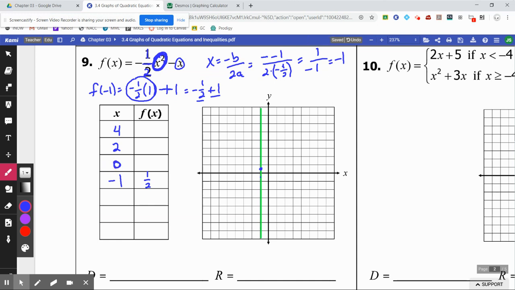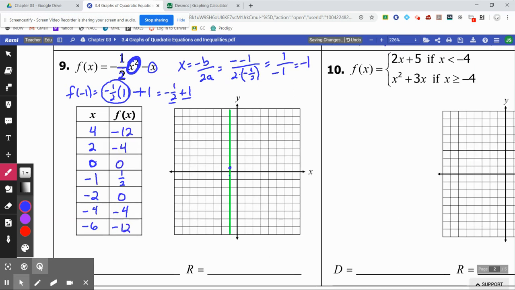So if I'm going to go up to 0, 2, and 4, let's say I went from negative 1 to 0. Let's go from negative 1 to negative 2 on the other side. And then I went up 2 each time, so let's go down by 2 on the other side, by the same amount. Now let's plug those in. And there's what we get when we plug them in.